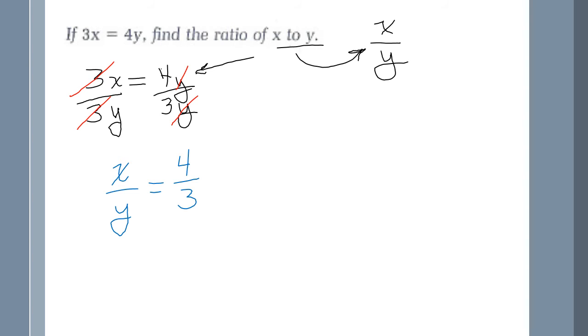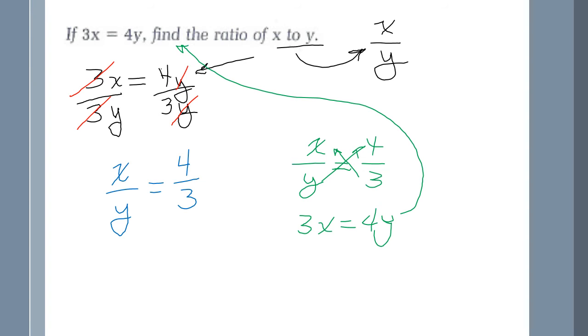And the way you can check your work is, I'll do this in a different color, x over y is equal to 4 over 3. Well, we can check our work by cross multiplying, can't we? We can cross multiply like that. So I end up with 3x equals 4y, and lo and behold, isn't that our given problem? So this is our final answer. 4/3 is the ratio of x to y.